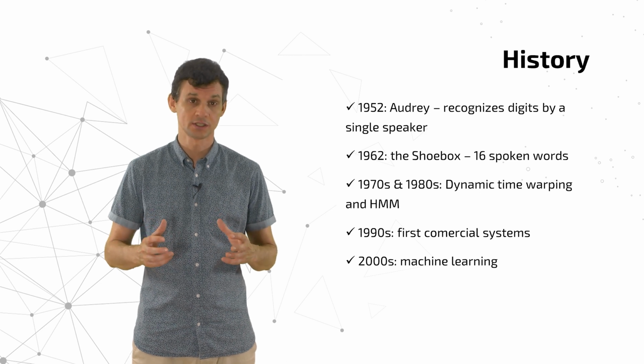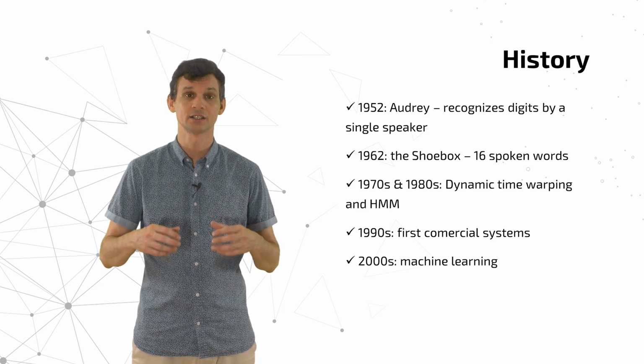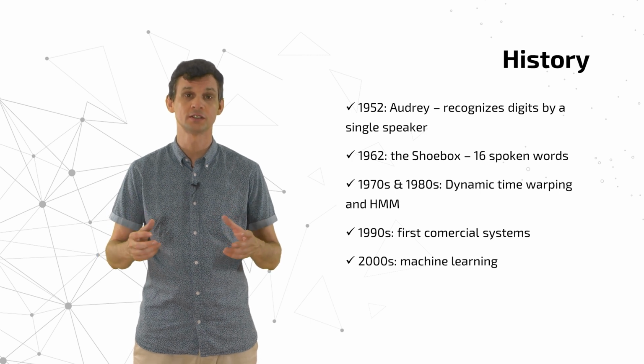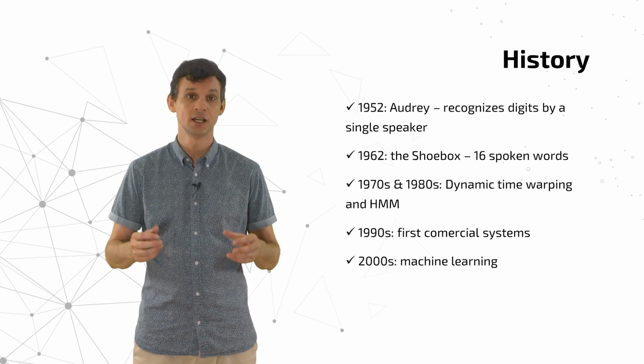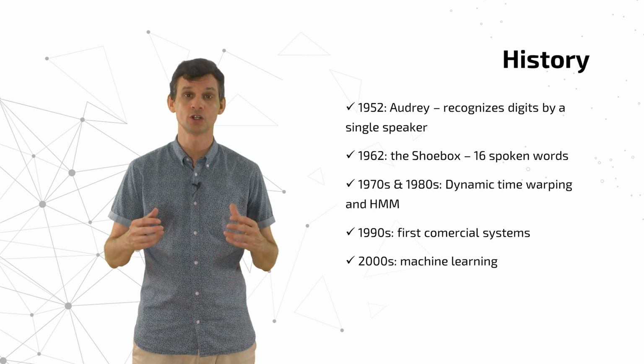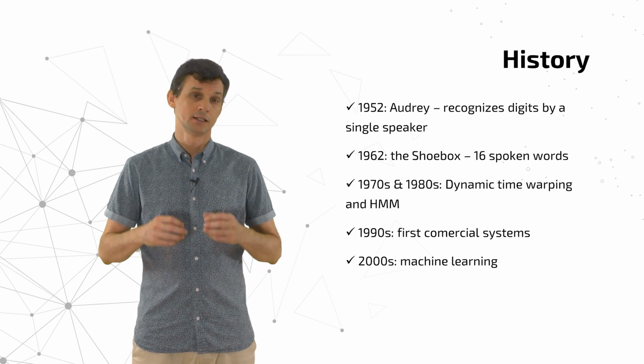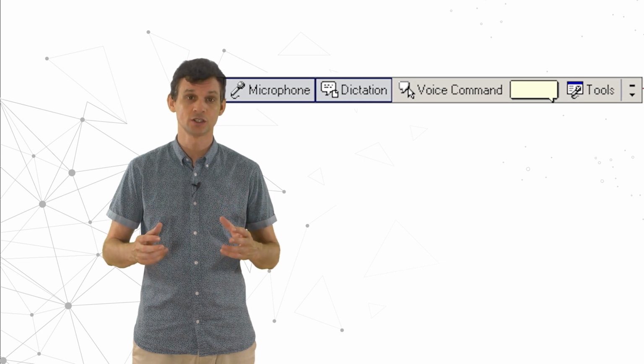In the 2000s, the development of machine learning and artificial intelligence technologies allowed for the development of more sophisticated speech recognition systems that could recognize speech in a more natural way. In 2002, Microsoft integrated speech recognition into MS Office products. The first mobile phone to use decent speech recognition technology was the iPhone in 2008. Let's see how it works.